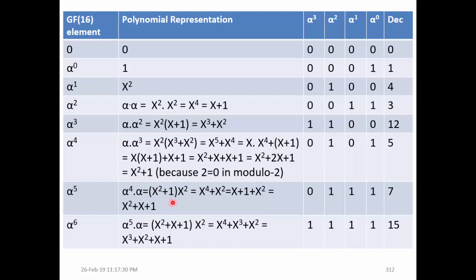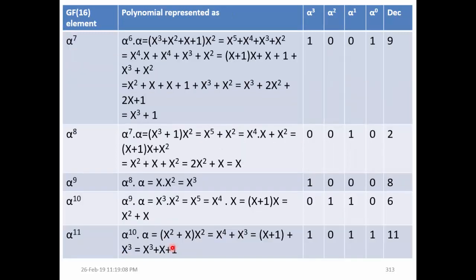Here again the same thing, x to the power 4 plus x square. X to the power 4 is replaced by x plus 1, and we get x square plus x plus 1. And here again we have got one term which is greater than 3. So finally we get x cube plus x square plus x plus 1. And the same way we get the values for alpha 7, 8, 9, 10, 11.